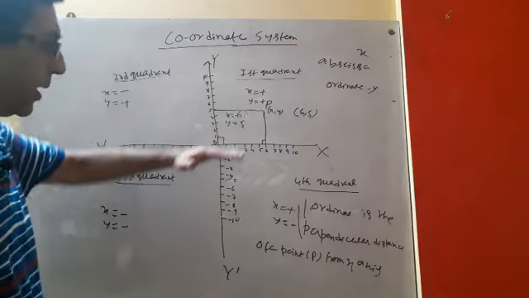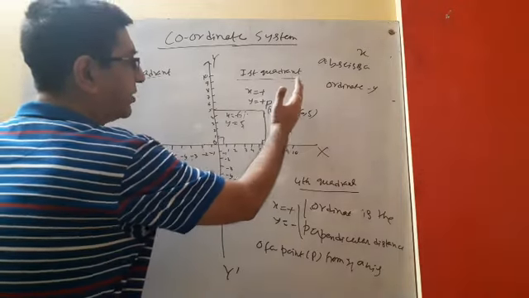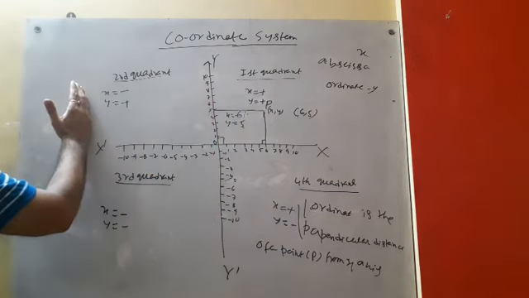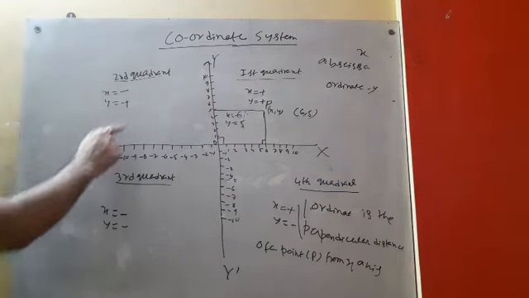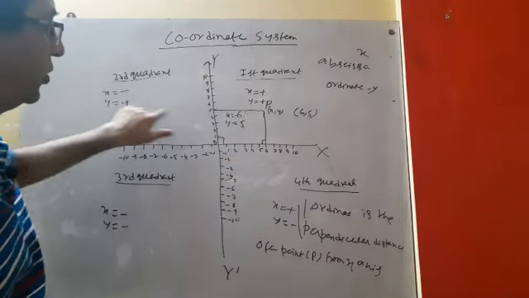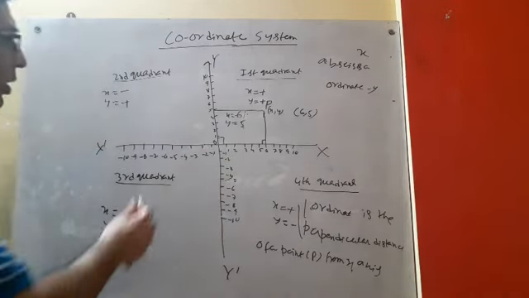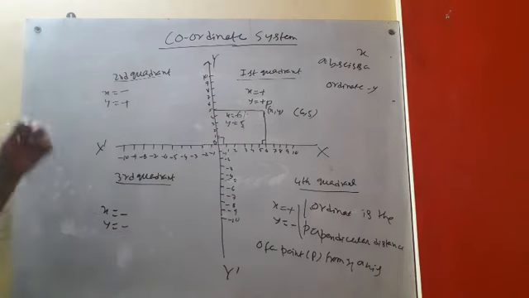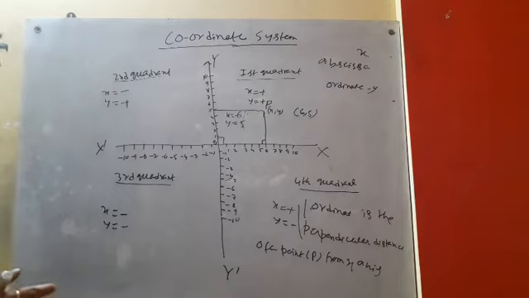It may be positive or it may be negative. You see that the right side of y-axis is x positive, and left hand side of y-axis is x negative. In the upper portion of x-axis, y is positive. In the lower portion of x-axis, y is negative. These are the basics of coordinate system.